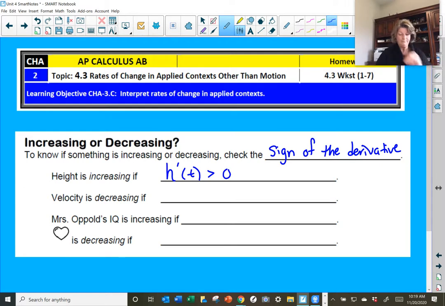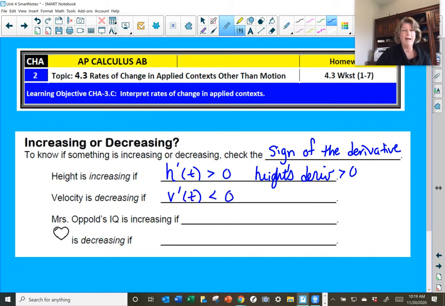Okay? Or height's derivative is greater than 0. What about the velocity is decreasing? Well, if we found out velocity is decreasing, we would look at the derivative of velocity, right? So v prime would be less than 0.